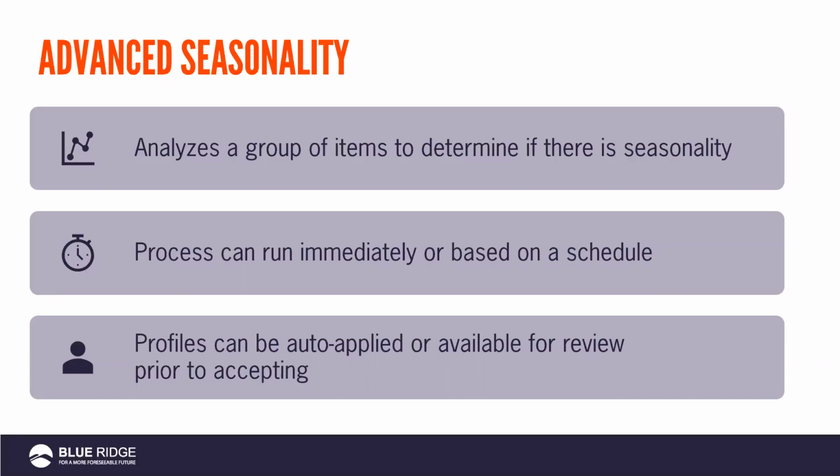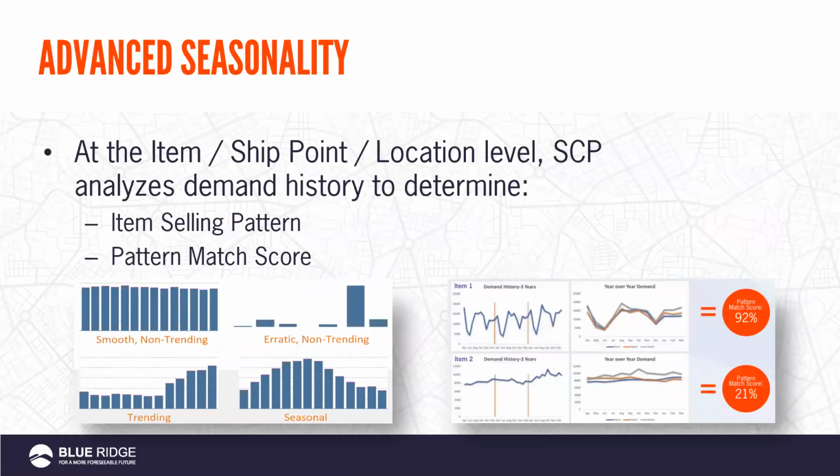All right, so now let's talk about the steps of the advanced seasonality process, and just stick with me here. So the first and second steps your Blue Ridge system will go through. First, we're going to analyze your demand history, right? And these are the common demand history patterns you're going to see within all of that historical demand you've got in your system.